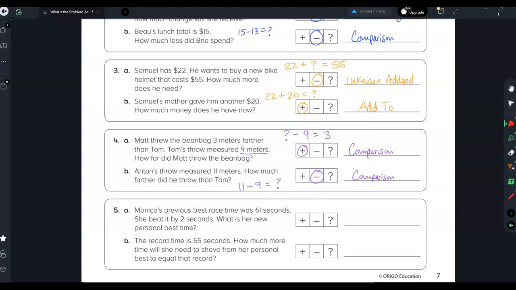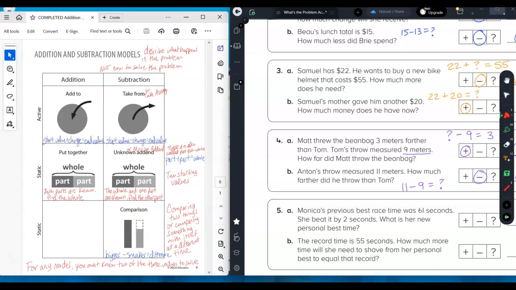If you look at part A, it says Monica's previous best race time was 61 seconds. She beat it by 2 seconds. What is her new personal best time? So I would run through my models like I normally would, going one by one and asking, did they do this? Did we have a starting value that we increased? Did we have a starting value that we decreased? That would tell me if it's add to or take from.